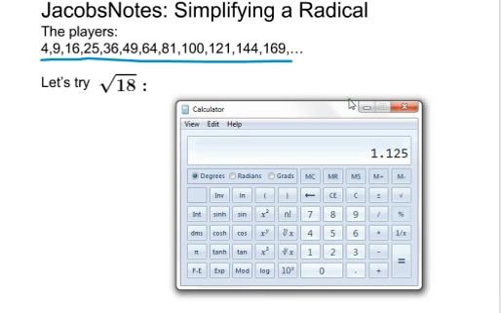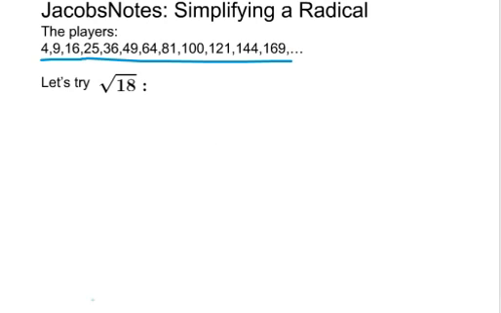I don't have to keep checking because these numbers are bigger. 25 is bigger than 18, so I don't have to check those numbers. Okay, so to recap, I learned that 18 is divisible by 9, and I kept checking because you want to use the biggest player. You want to use the biggest perfect square. In this case, 9 is the only perfect square that goes into 18, so that's what I'm going to use.